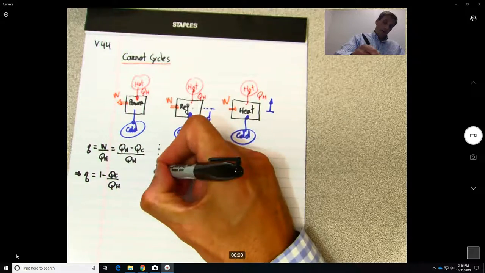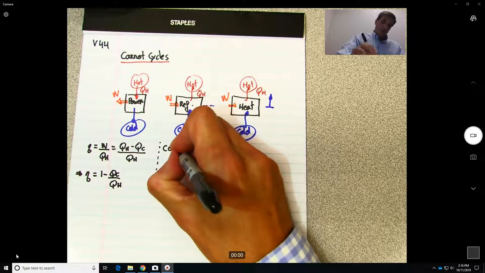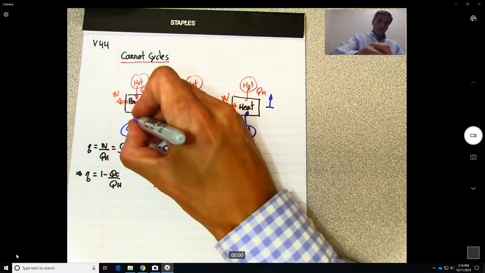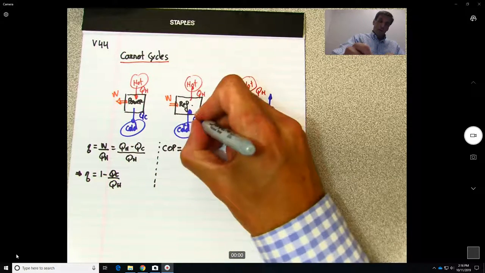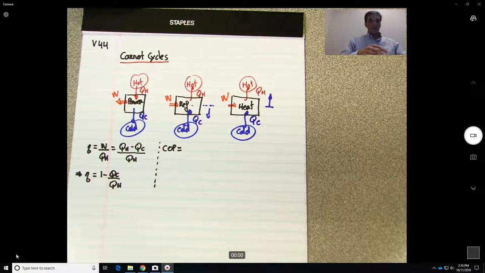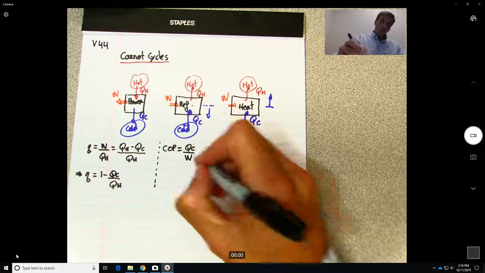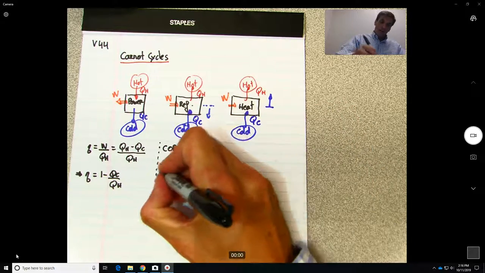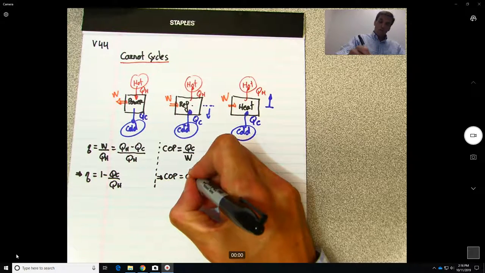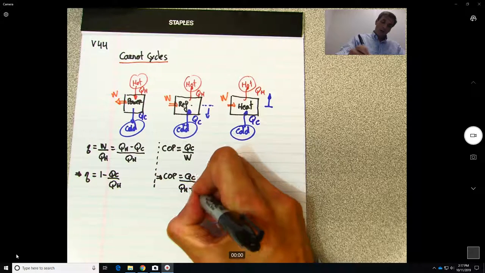All right, similarly, for this one, the coefficient of performance, what are we trying to achieve for the refrigeration cycle? We are trying to put cold inside the system. And in order to put the cold inside the system, you need to provide work. So here we have the coefficient of performance equal to QC divided by Q hot minus QC.